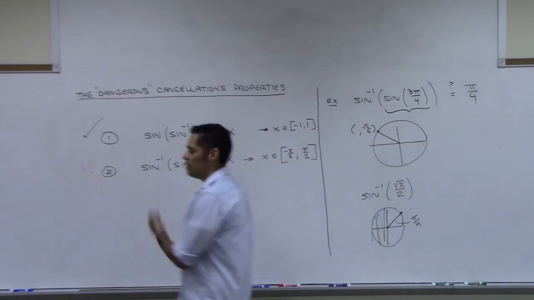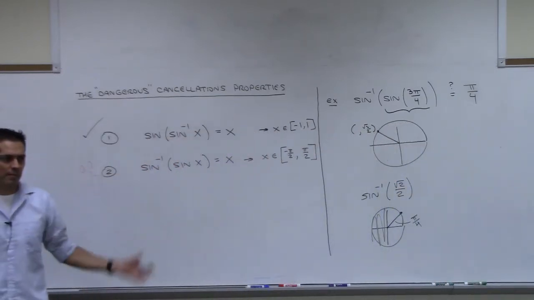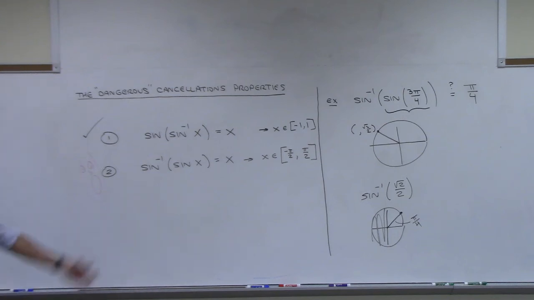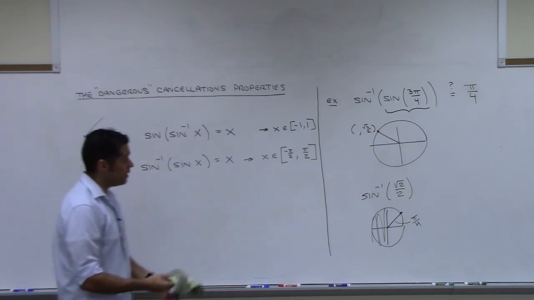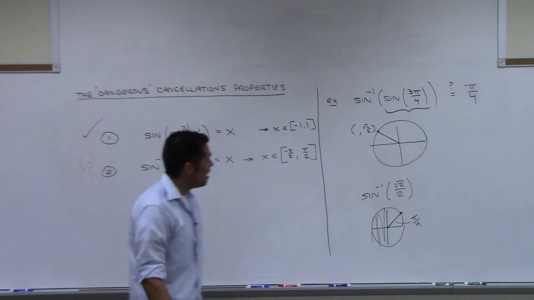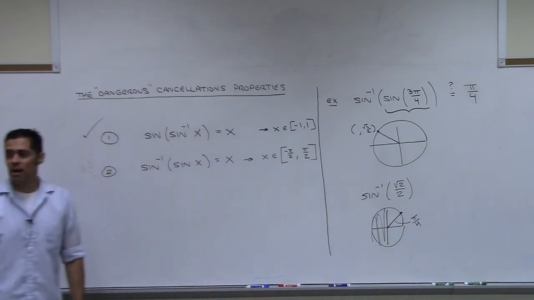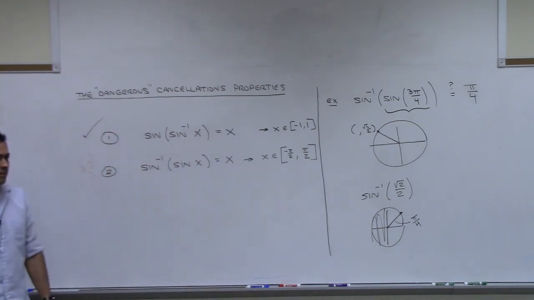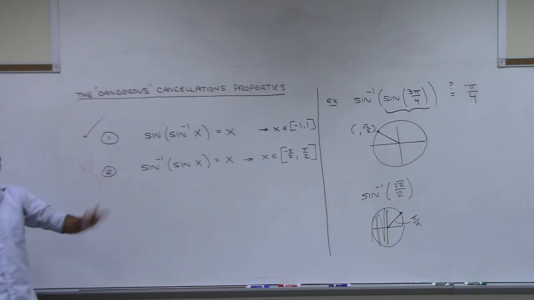I always get people on tests with that problem. I'll give them arcsine of sine of 7 pi over 6, or just something, and they'll just put 7 pi over 6, and they won't go through the work.